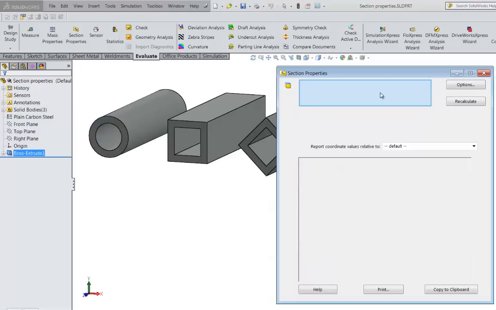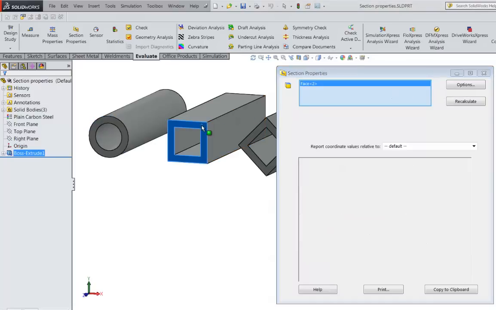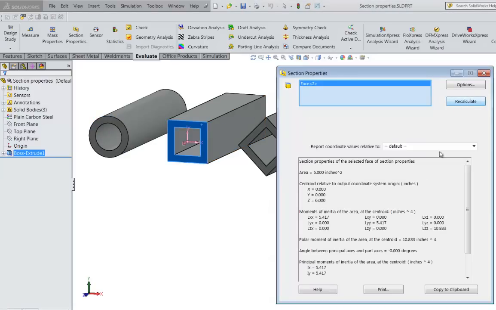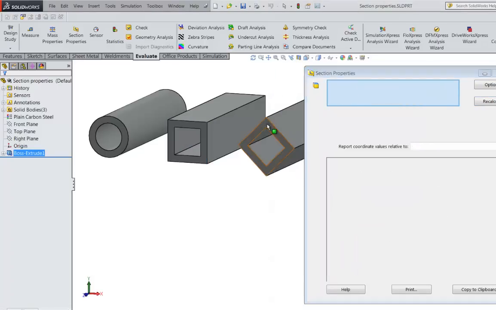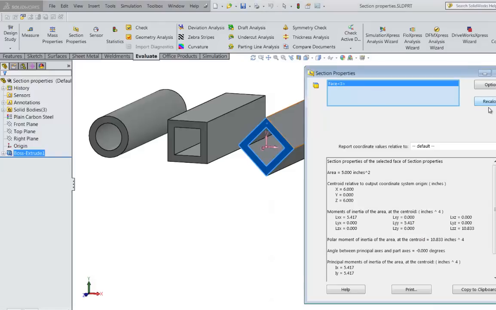If I clear this selection, I can choose the square cross-section and recalculate. And notice that has a little bit higher moment of inertia, 5.417. If I clear this selection, I can choose the cross-section of our diamond and recalculate it. Notice it has the same moments of inertia about the x-axis and y-axis, 5.417.